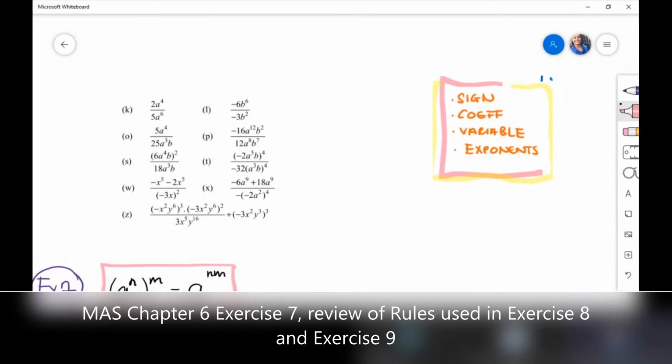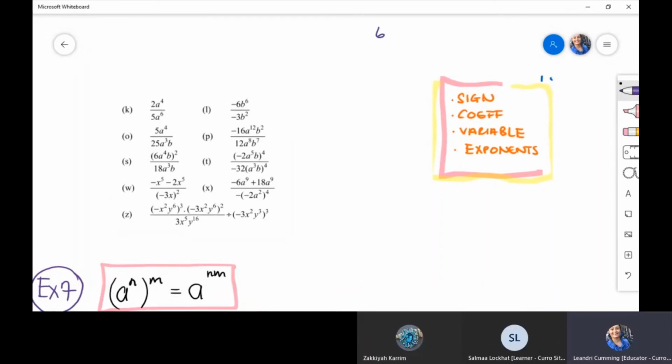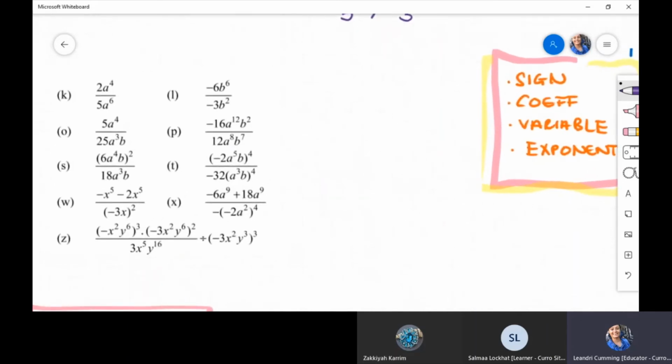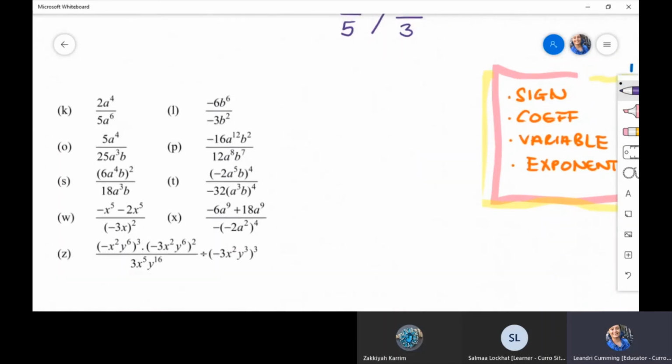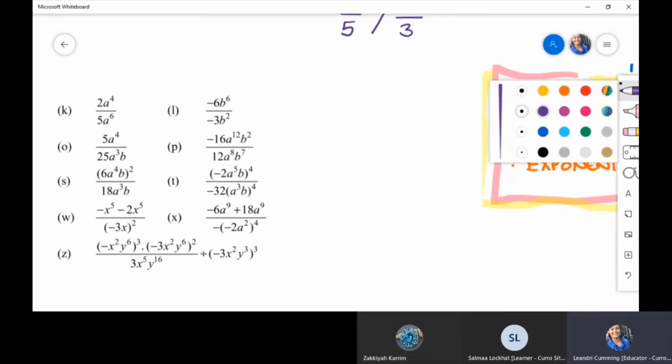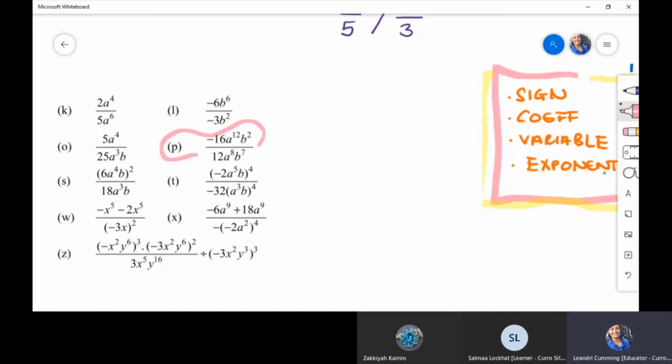Algebraic fractions are simply fractions that we've seen before. 6 over 3 is an improper, or 2 over 5 is a common fraction. But now we're combining it with a bit of variables. And as soon as we throw variables into the mix, we start working with algebraic fractions. So let me look at number P.